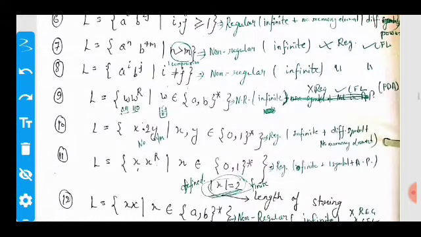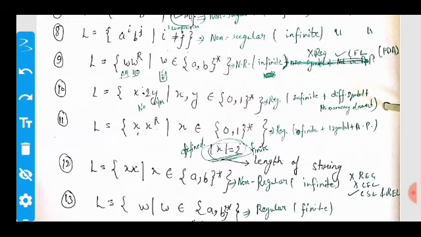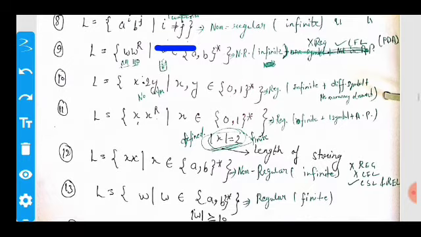L equal to a to power of i, b to power of j such that i is not equal to j, so it is also not a regular language because here only one comparison is needed, so it is a CFL language. Now move on to the next question.